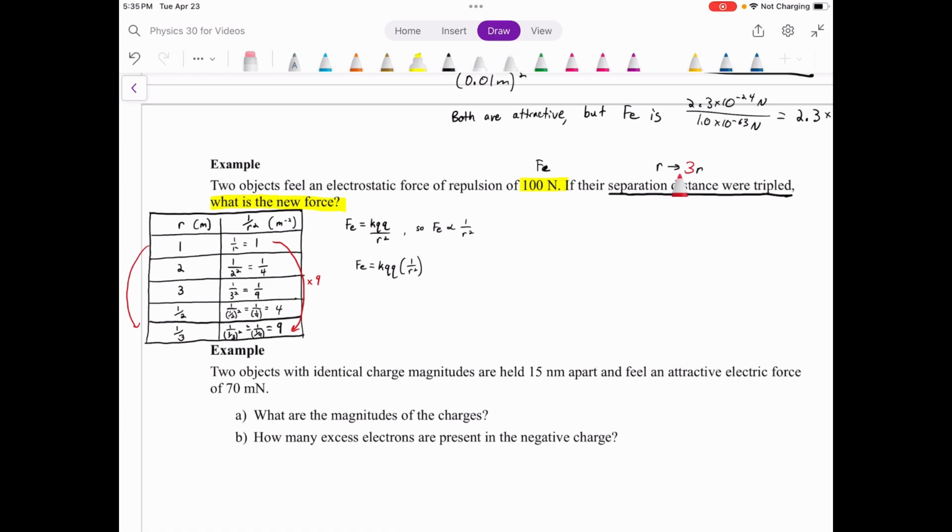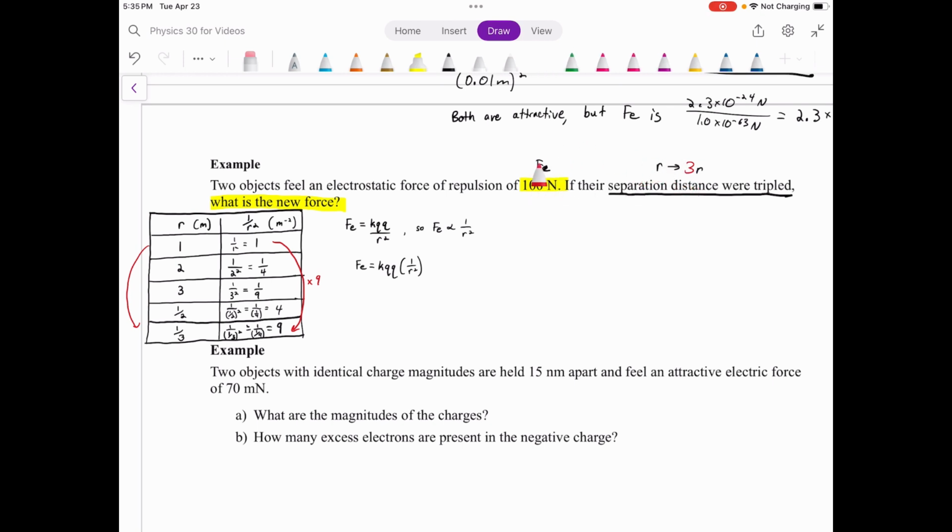So R got 3 times larger. We know that means the electrostatic force should get, first part of your answer, should it get smaller or bigger? If we move them 3 times further away, we made the distance 3 times larger. The force should get smaller, that's right. And now, by what factor should it get smaller?